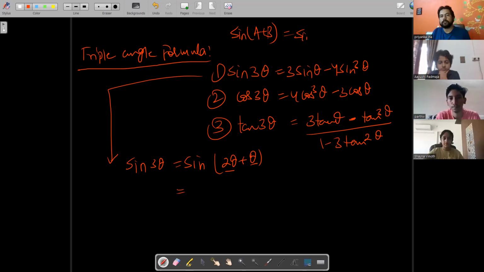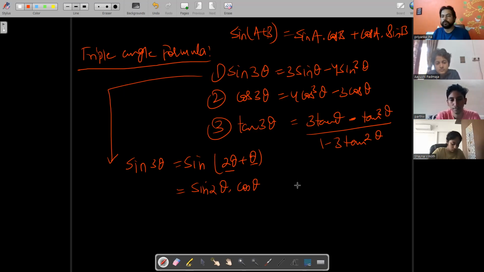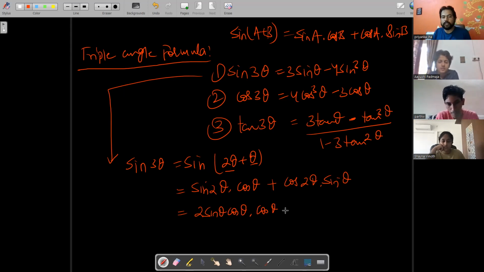So this is sine A cos B plus cos A sin B. So we'll apply this formula here. Sine A cos B plus cos A sin B. Now, you know the formula of sine 2 theta. That is 2 sin theta cos theta into this cos theta.